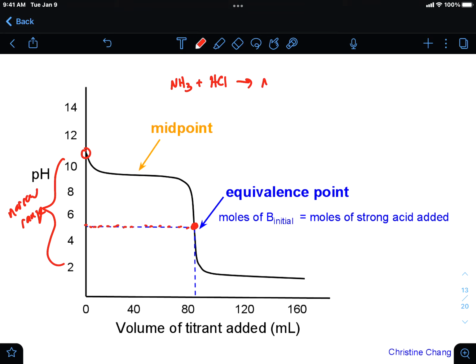What do we get? We get ammonium chloride, but of course ammonium chloride ionizes, and it's the NH4 plus that is of interest here. NH4 plus is an acid. It donates its proton to form hydronium. So when the moles of NH4 plus, or of ammonia and HCl are equal, this is what we produce. What we have produced is a weak acid, and that is why at the equivalence point, the pH is acidic.